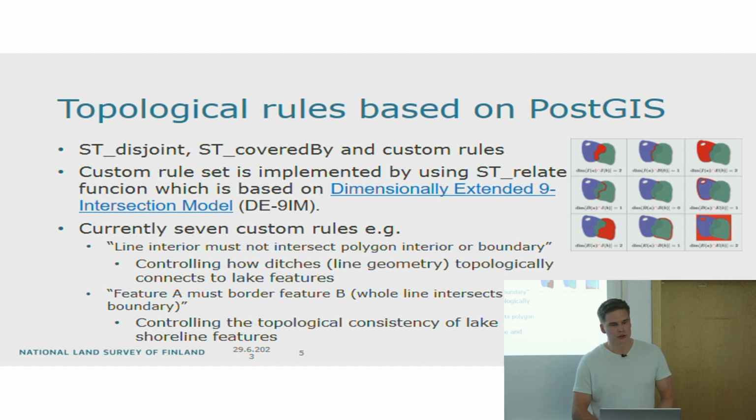Basically, we now use 7 custom rules, and some examples of these are: line interior must not intersect polygon interior or boundary. So with this, we control how ditches, so line geometry, topologically connect to lake features. Then another one would be feature A must border feature B, and this would be a whole line intersects polygon boundary. And with this, we control the topological consistency of lake and shoreline features.